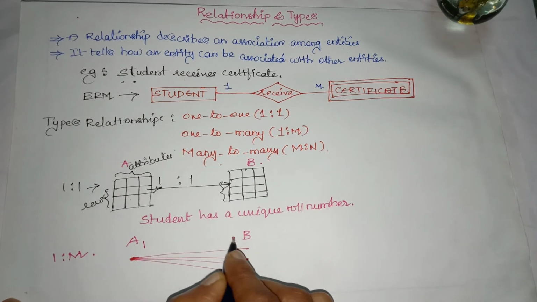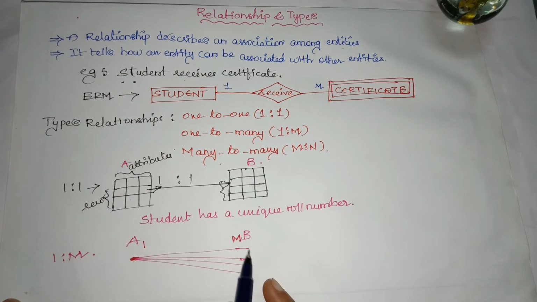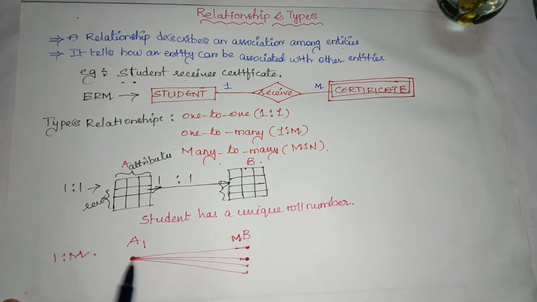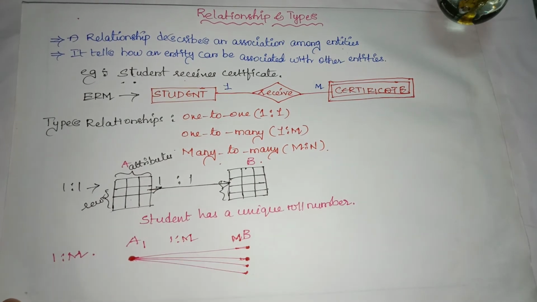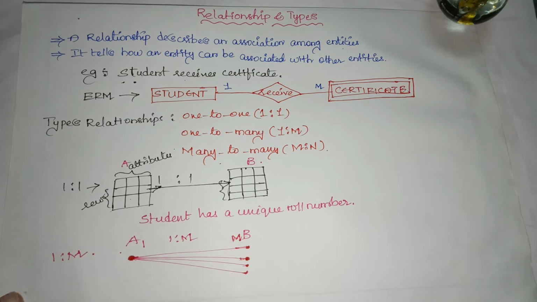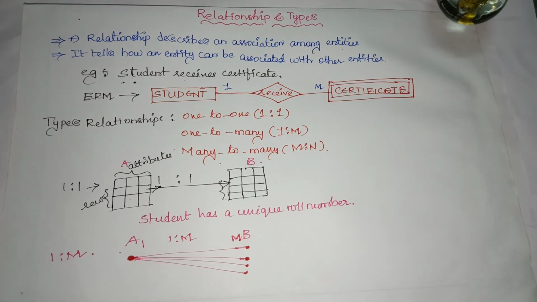This is one record having many, but these are having only one. This record is connected to only one, this one to one, this one to one. So this kind of relationship is a one-to-many relationship. These A and B are tables, and we can also call them entities.